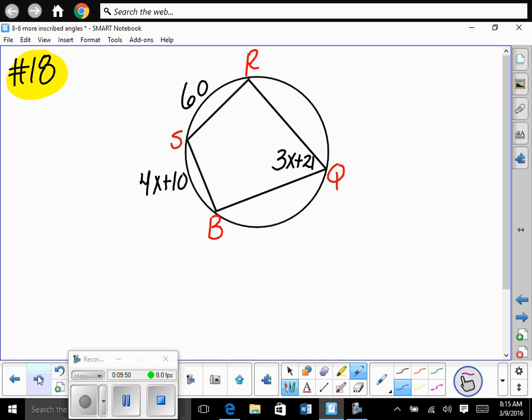So isn't this the same idea? 2 times that angle, so 2 times 3x plus 21 will be equal to from here to here, right? So when you add those up, 60 plus 4x plus 10. Does everybody see the true statement? Okay.